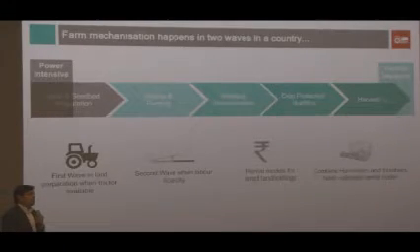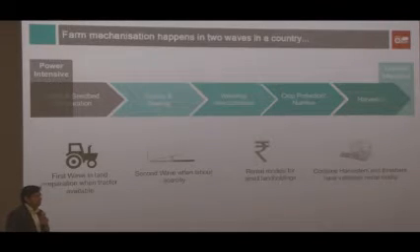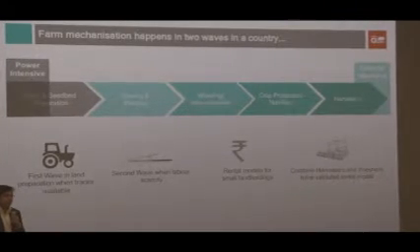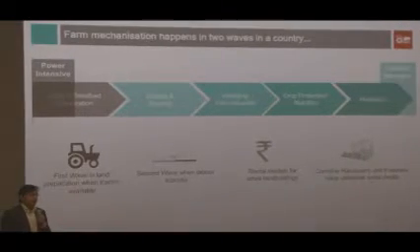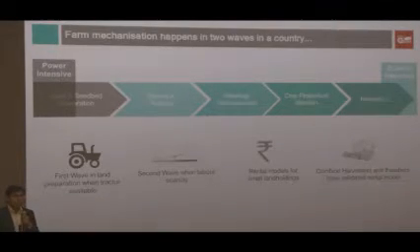I'll give you a very quick background on farming. If you look at how farming happens, right from sowing to harvesting, there are 2 waves that come in any country. The first wave comes when land preparation, जो हम हल जोतना बोलते हैं, gets mechanized. There is a second wave that comes when labor scarcity is there. So the first wave happens when the tractor is available. That is what we see right now.